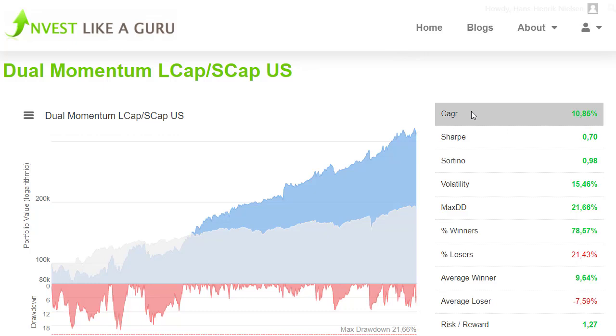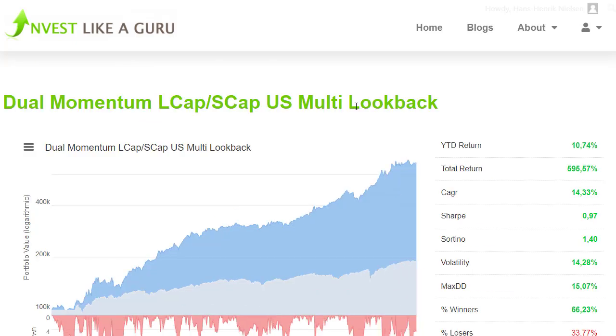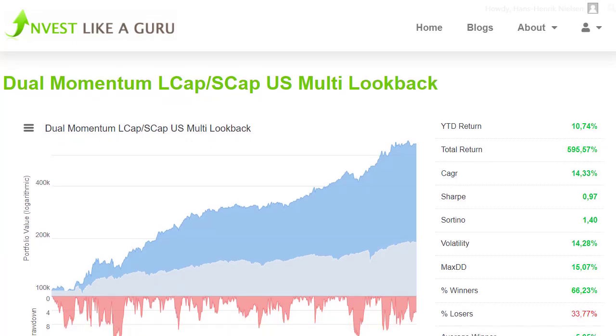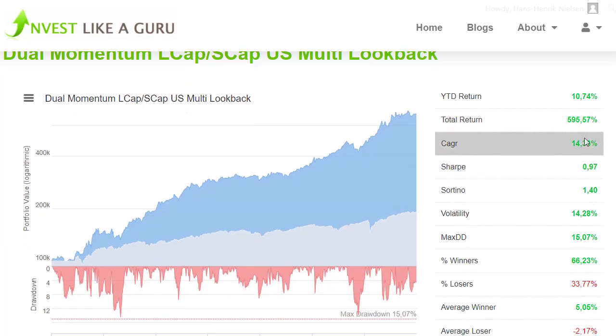You remember the last video, we had a Sharpe at 0.7, a max drawdown of 21%, and a CAGR of 10.85%. Now in the new one, where we have the dual momentum US multi look back, as we call it, you can see that the CAGR, the compound annual growth rate, jumps up from 10.85% to 14.3%. That is a massive increase. And we actually see that the total return goes up from around 350% since 2008 to towards 600%. So it's not double, but it is close.